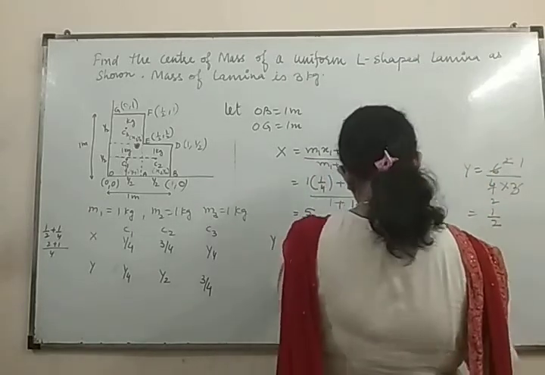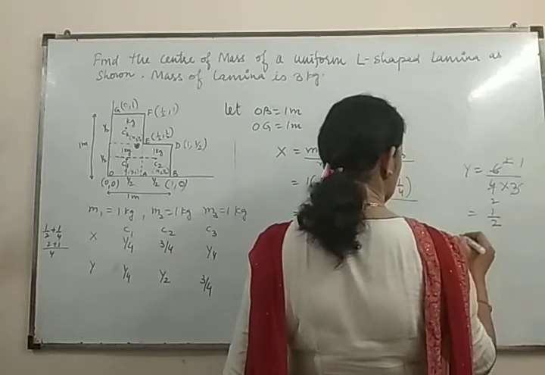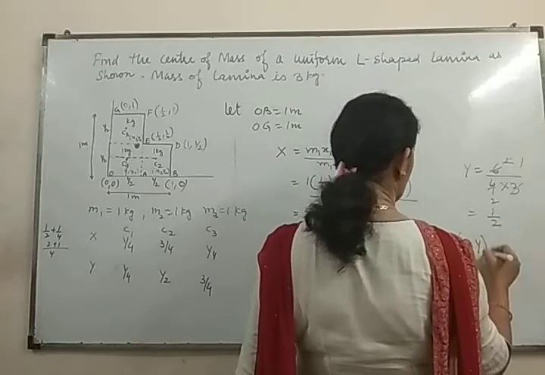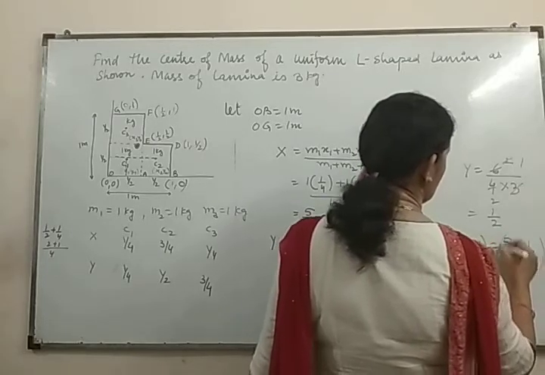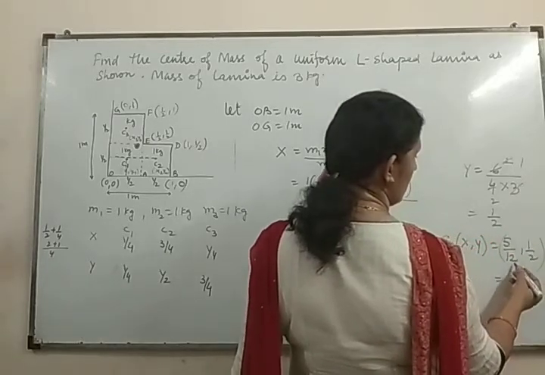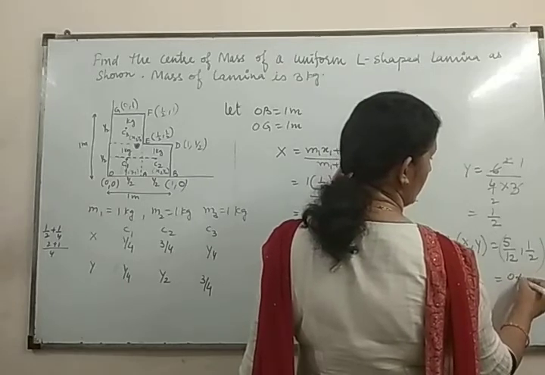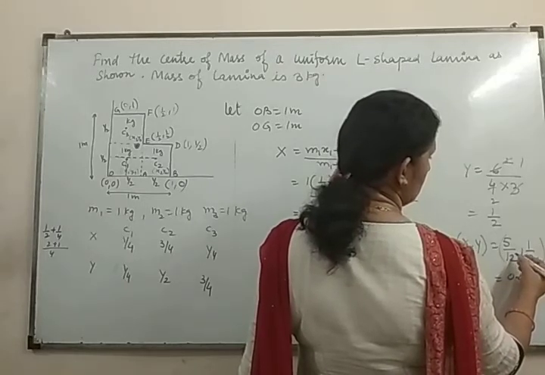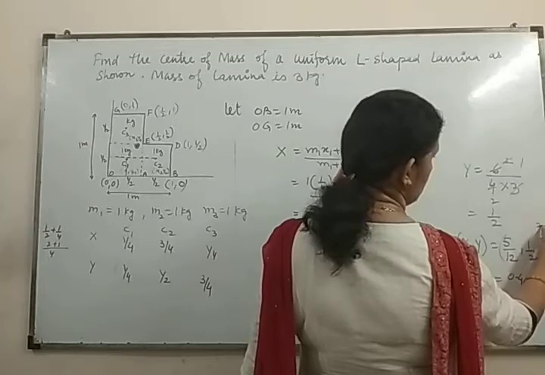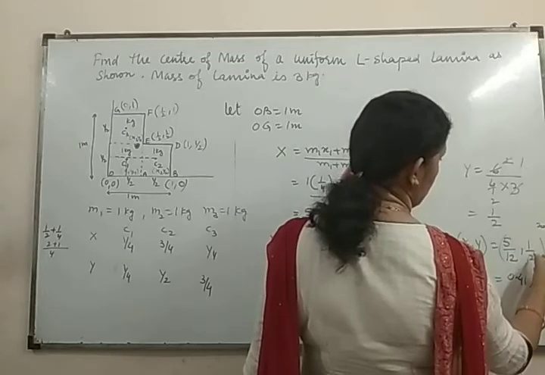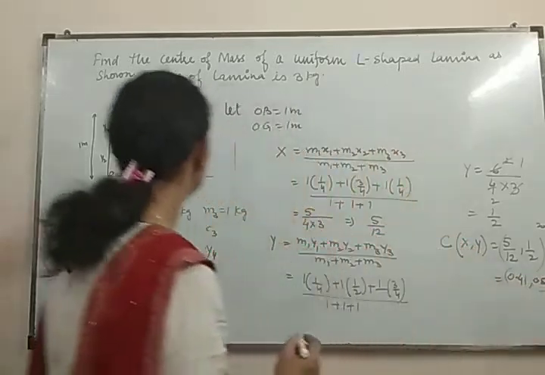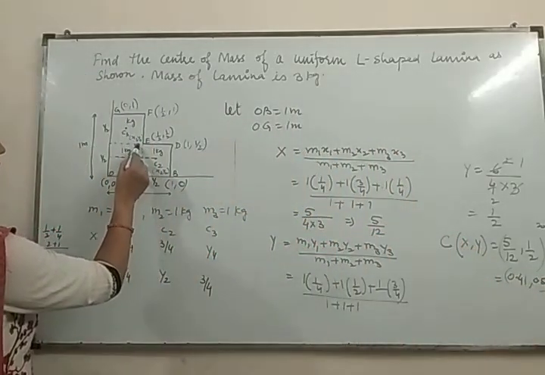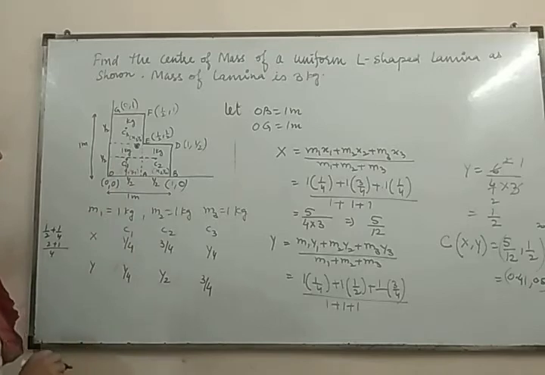1 by 2. So the center of mass C, x coordinate and y coordinate, are 5 by 12 and 1 by 2. This is almost 0.41, and this is at 0.5. So you can have the center of mass almost here. You can note all the values, all the parameters.